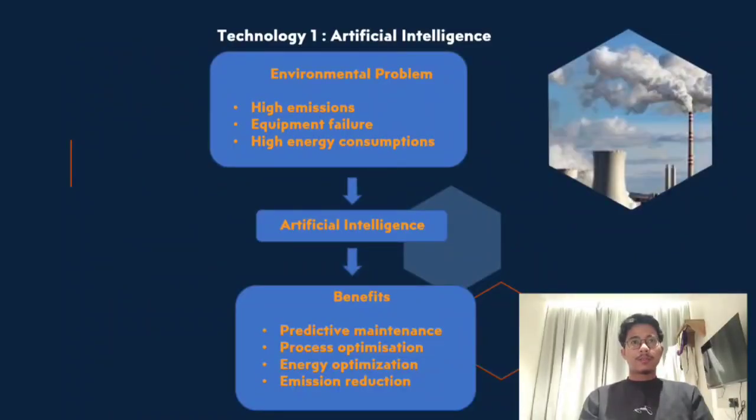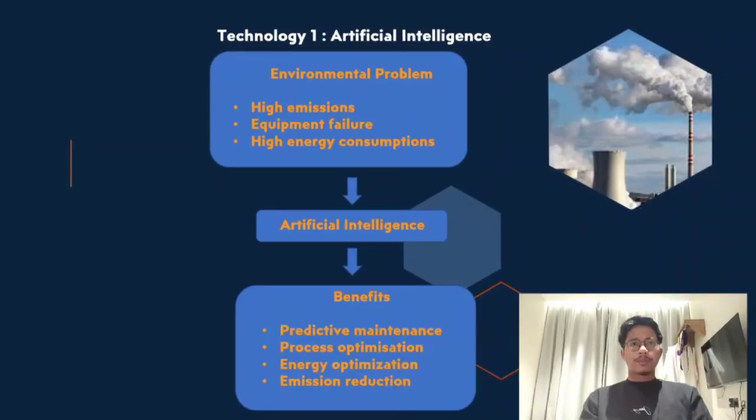After identifying the major environmental issues, the first modern technology that can help address this challenge is artificial intelligence, or AI. AI is capable of analyzing large amounts of operational data collected from the manufacturing process. By using this data, AI can identify abnormal operating conditions, predict potential equipment failures, and recommend the most efficient operating parameters before problems occur.